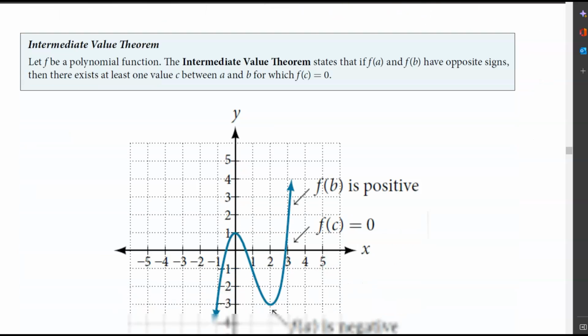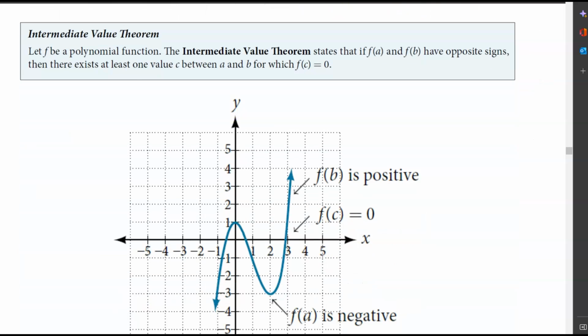Alright, so now we have arrived to the intermediate value theorem. This is one of the most important theorems we're going to see in this particular course, and you will need to remember this for calculus because you'll be seeing it a lot in calculus as well. So the intermediate value theorem tells us that if we let f be a polynomial function, the intermediate value theorem states that if f of a and f of b have opposite signs, then there exists at least one value c between a and b for which f of c equals 0.